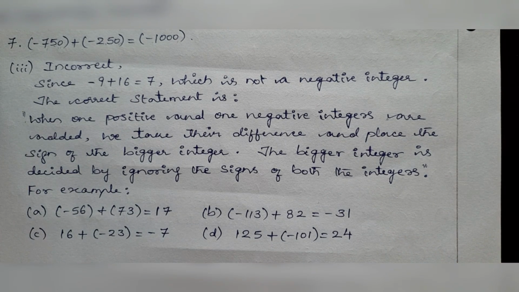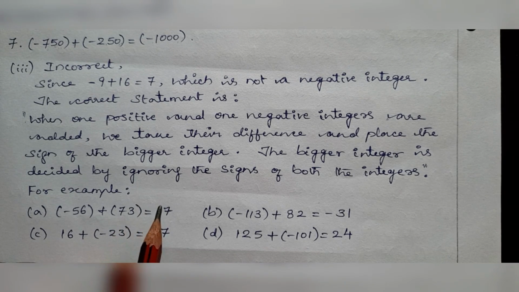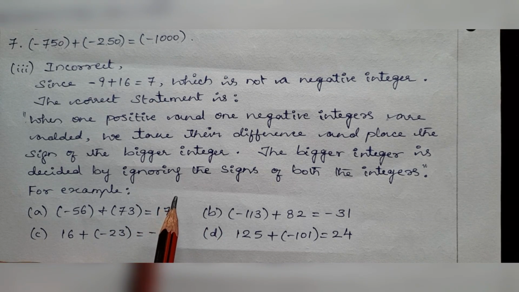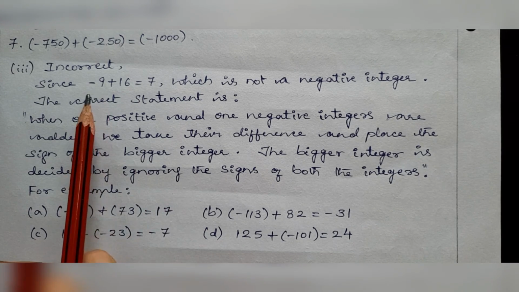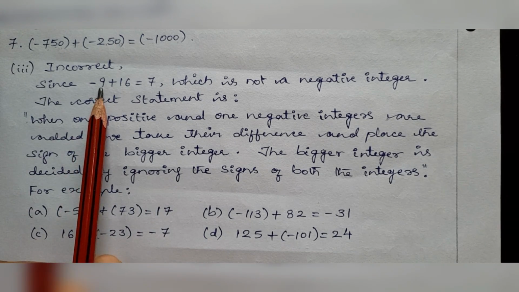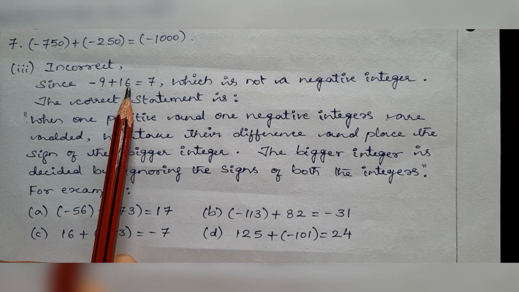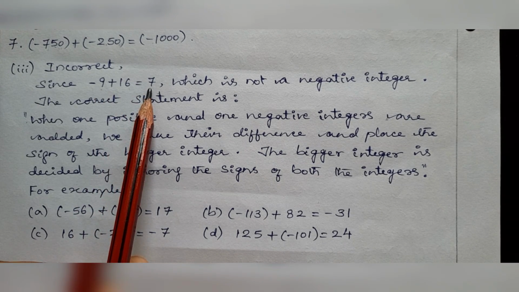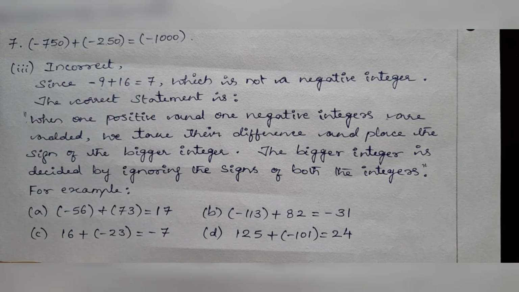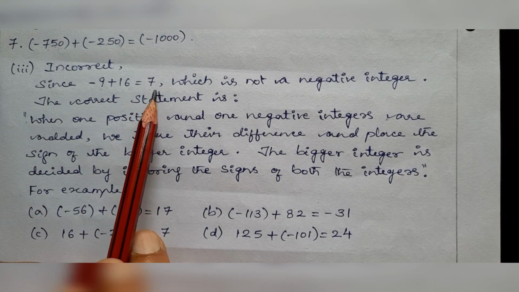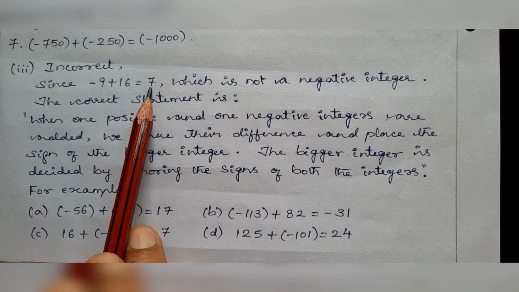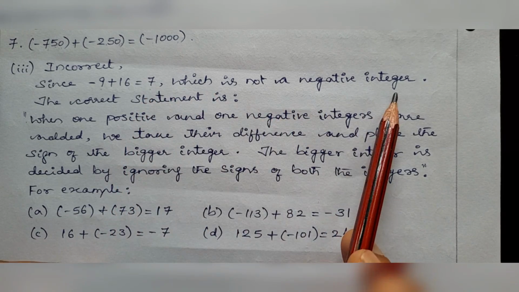Next, the third statement. When a positive integer and a negative integer are added, we always get a negative integer. That is an incorrect statement. See here, one is a negative integer, one is a positive integer, but the result is a positive integer. So which is not a negative integer.